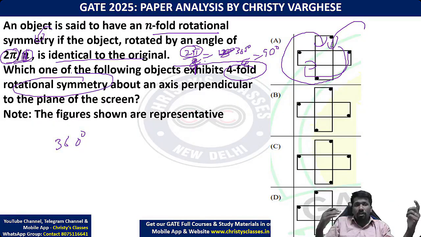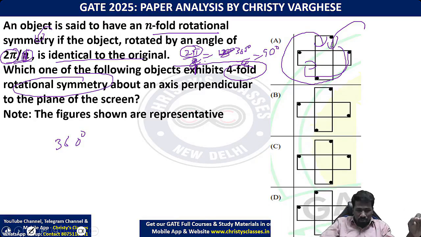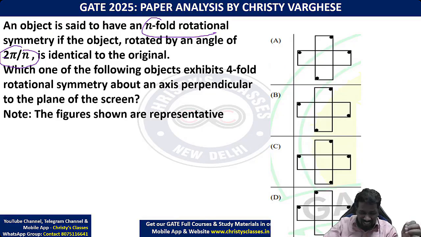Now you may be thinking, then why didn't they mention 90 degree rotation directly? Then the question won't be tricky. For that, a person who is not of very strong math background can get confused by terms like 2 pi by n, n-fold rotational symmetry. If you put in an example and check, it will be very simple: in place of n, put 1, 2, 3, 4.